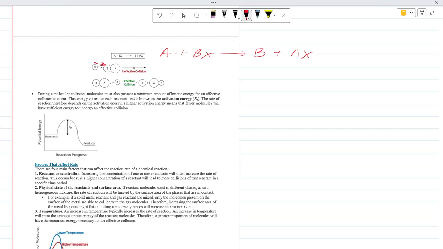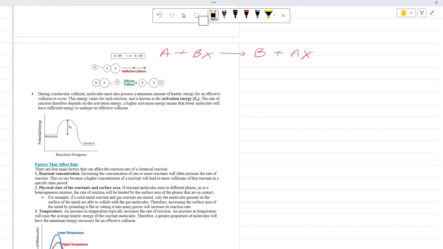Now, A will be unable to combine with X to form the product AX, right? Because if it's bombarded on this side, then it's difficult for B to leave so that A can form a compound with X. Very difficult for it to leave. So this collision is going to be ineffective because it will be difficult for B to leave, for A to replace it, right? Now let's look at the other scenario that can occur.